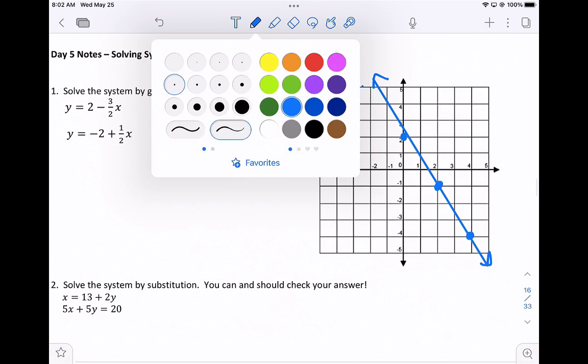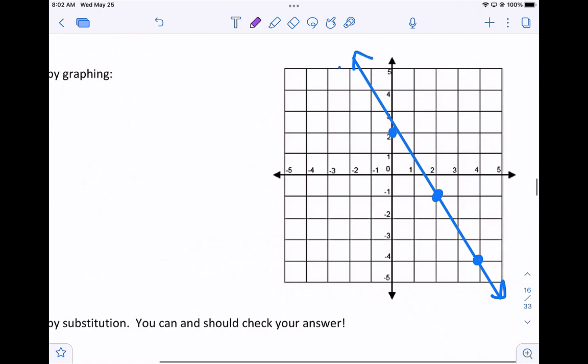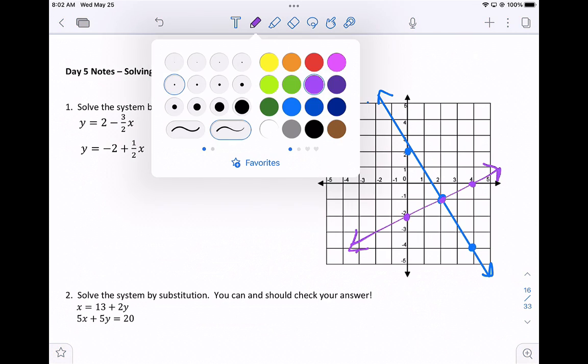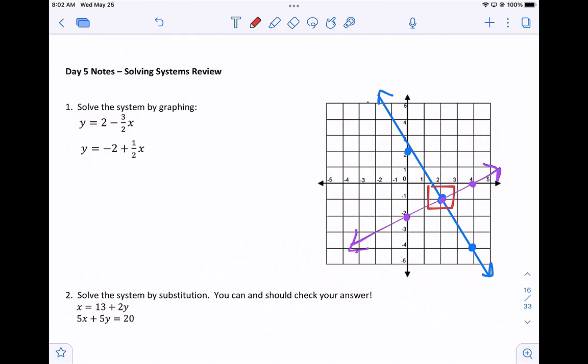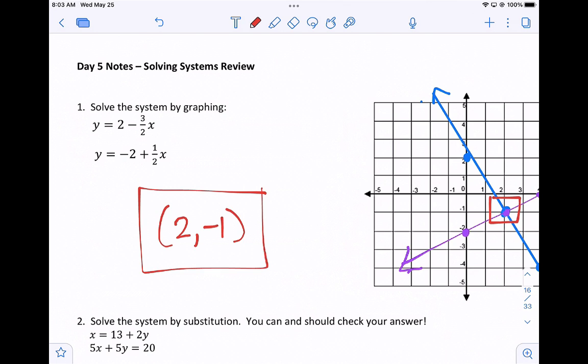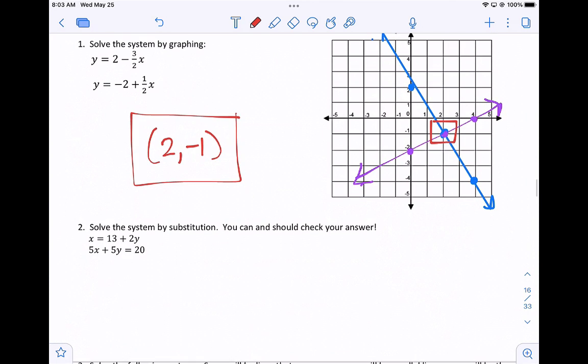The second equation will start at -2, and it has a slope of 1/2, which means we go up 1, over 2, and connect the line. That line's not great. Oopsies. Okay, and we can see our point of intersection. So solving a system is finding the point of intersection, and that is at 2, -1.